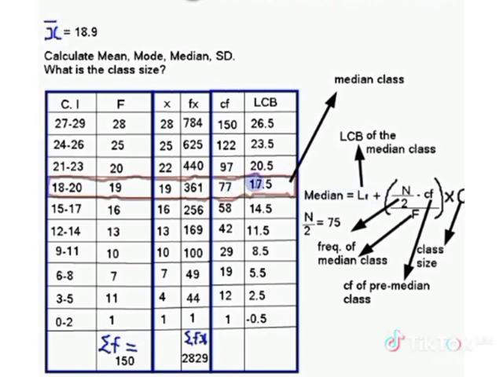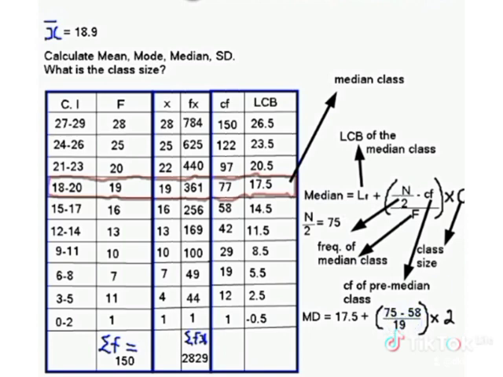L1 is the lower class boundary of the median class, and that is 17.5. So we use 17.5 for L1, then N over 2 is already given as 75. Cumulative frequency, which is CF, is 58. After substituting all of these values in our formula, the next thing is to simplify.